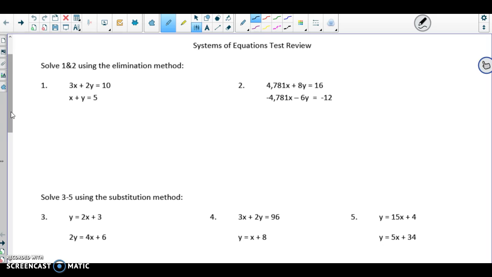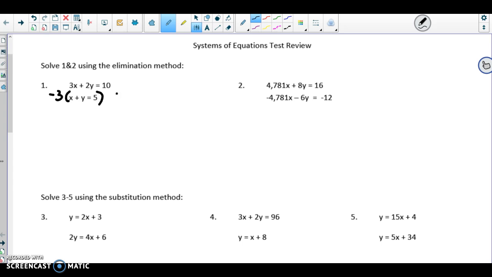If I take a look at the first one, 3x plus 2y equals 10. I have x plus y equals 5. So I think I'm going to try to eliminate the x's. And to do that, I would have to multiply this bottom one. I'm going to choose to multiply it by -3 rather than a +3. The reason I choose to multiply by a -3 is because that way I would have it the opposite, and it would be easy to add at that point.